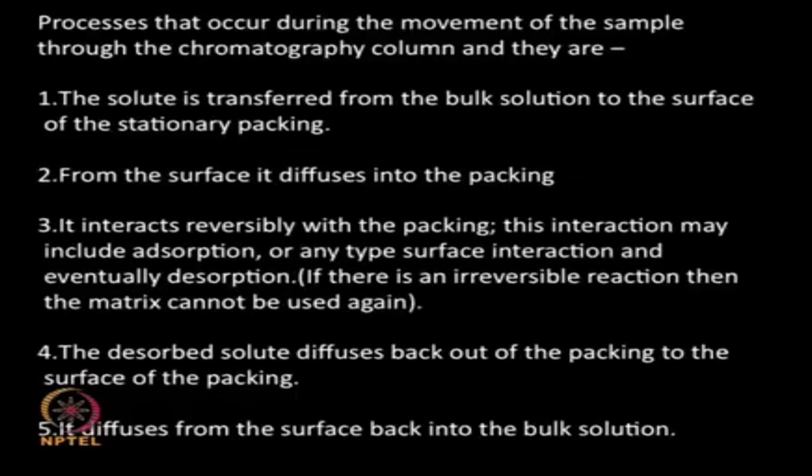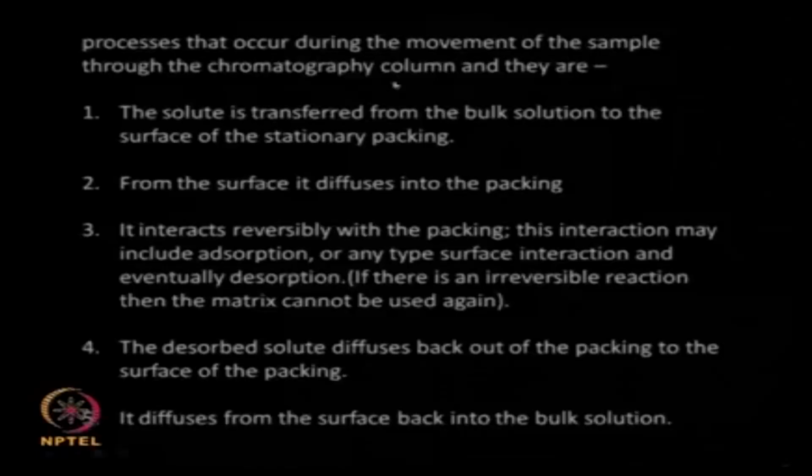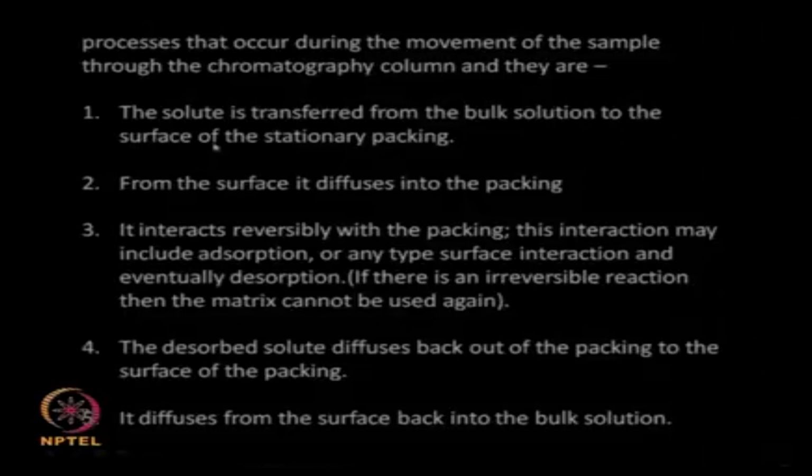So what is happening? You have a protein or a metabolite travelling in a continuous phase. Now this particular solute will start interacting with the stationary phase material. There are many steps happening. The solute is transferred from the bulk solution to the surface of the stationary packing. So the solute is there in the bulk solution, it will come to the surface of the stationary packing, then it diffuses into the packing, and it interacts reversibly with the packing.